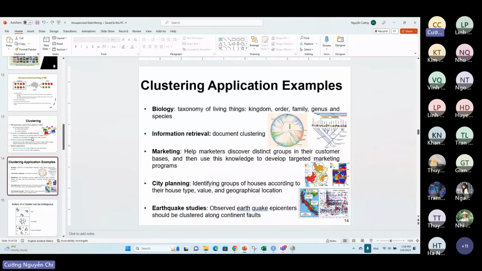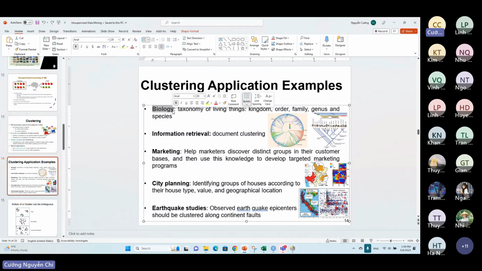The thing we're going to apply for the clustering application includes, for example, as I say, biology. Okay, they can do the taxonomy. Taxonomy tức là phân loại, phân loại mình thấy kiểu là động vật. In the living things, like for example, in kingdom, order, family, genus, and species. For example, we, the species of human, belong to the Homo sapien species. Okay, something like that. So with all the information, they can do the same.